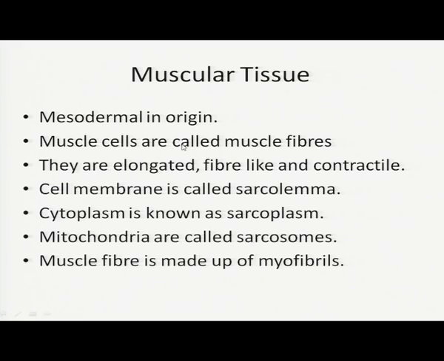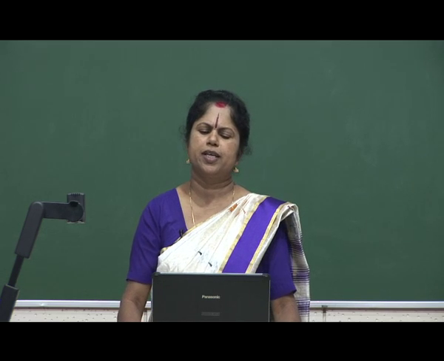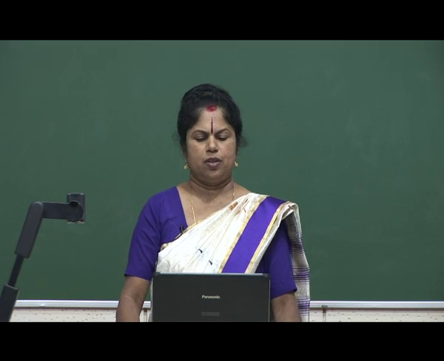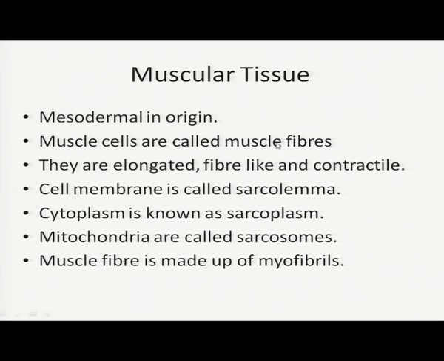Now, coming to the muscular tissue, it is mesodermal in origin, formed from the middle layer. Muscle cells are called muscle fibers. A fiber is elongated. Here the cells are elongated and hence are known as muscle fibers. They are elongated, fiber-like, and capable of contraction and relaxation, that is, contractile.